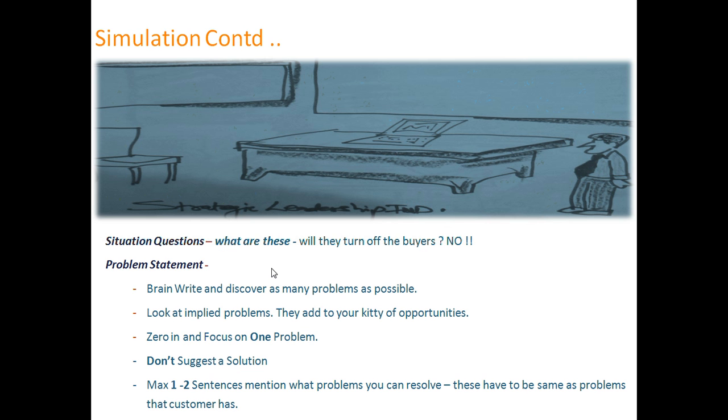Once you have done this, look at implied problems. These will add to your kitty of opportunities, of course. So what exactly could be implied problems? Let's take a presumption that there is an organization which has hired recently, and you are aware of that because, of course, there would be a lot of hype around a large organization hiring a couple of engineers, maybe say 100, 200 engineers, and that's how it happens in India.